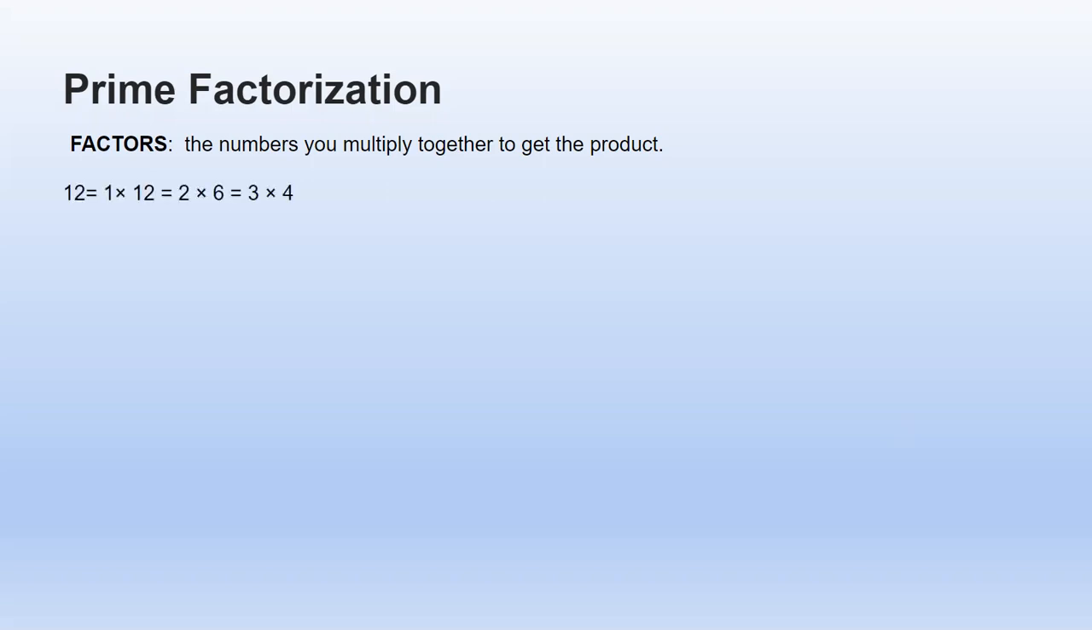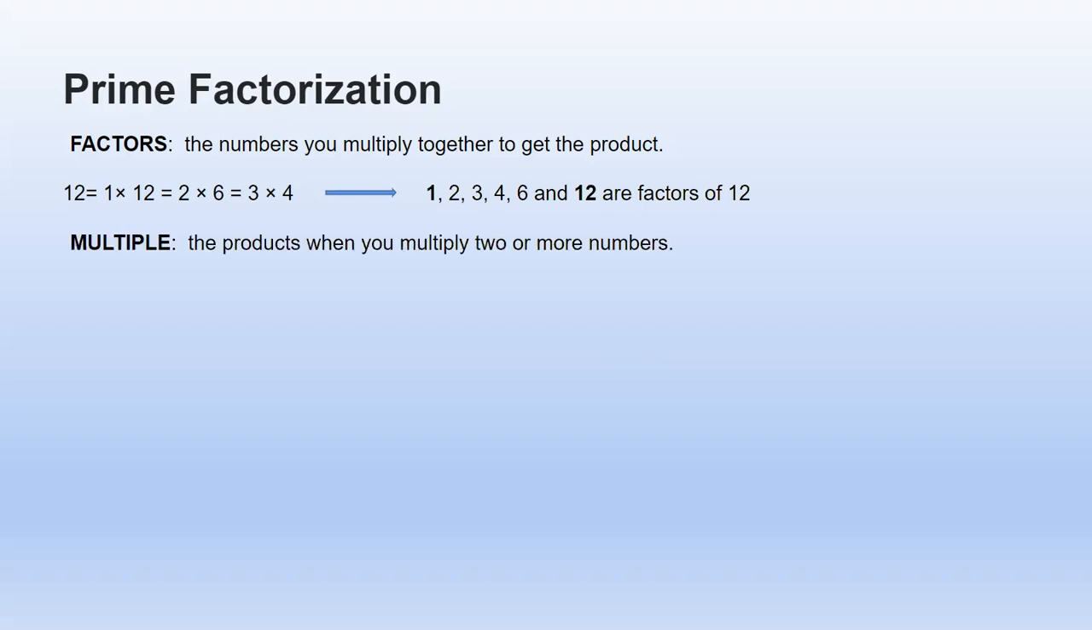As you can see, 12 is 1 times 12, which is also 2 times 6, which is also 3 times 4. From this, you can get that 1, 2, 3, 4, 6, and 12 are all factors of 12. Multiples are sort of reverse factors, where they're the products when you multiply two or more numbers. 1 times 12 is 12, 2 times 6 is also 12, and 3 times 4 is also 12, so 12 is a multiple of 1, 2, 3, 4, 6, and 12. Any integer always has itself and 1 as a factor, and it is always a multiple of 1 and itself.